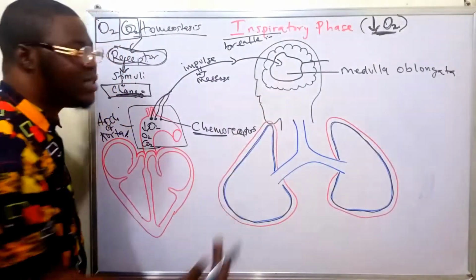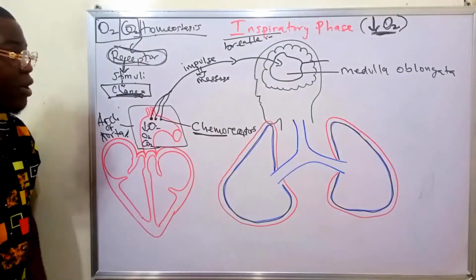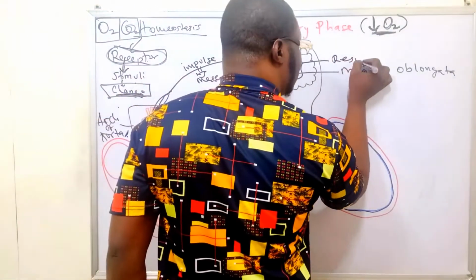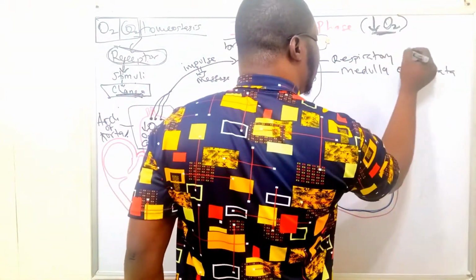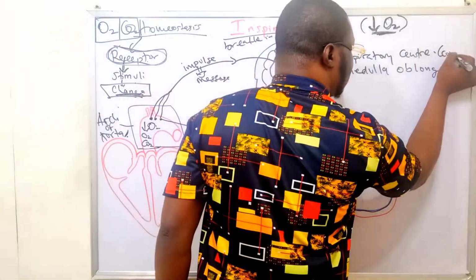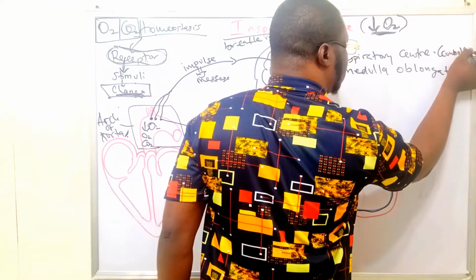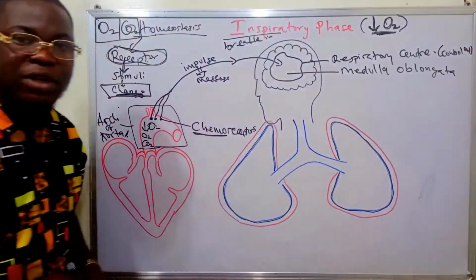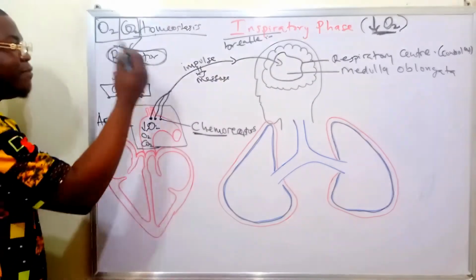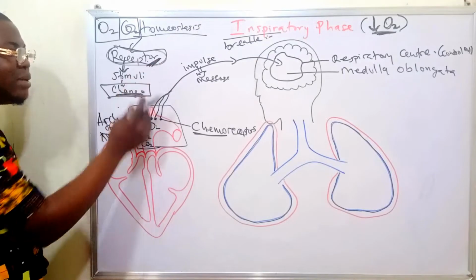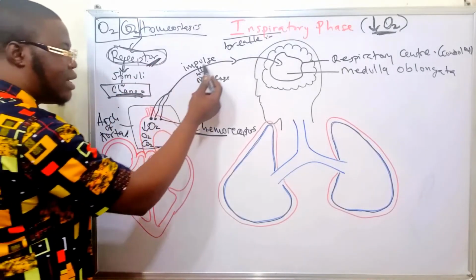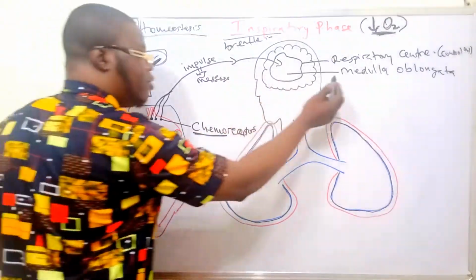Now this medulla oblongata, what is the function of this structure in the mechanism of respiration? It is the respiratory center, which means it is the control center. What is the meaning of that? Come back to homeostasis. I said homeostasis has three components. The first one is receptors. The function of the receptors here is to detect the reduction in oxygen level in the blood, and they will send an impulse to the medulla oblongata.